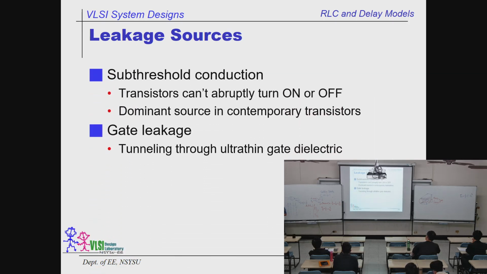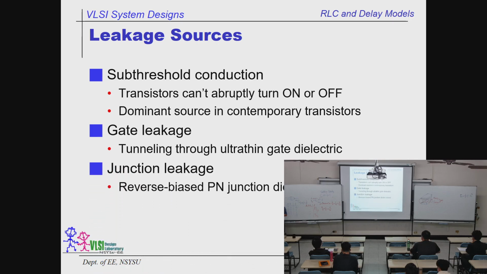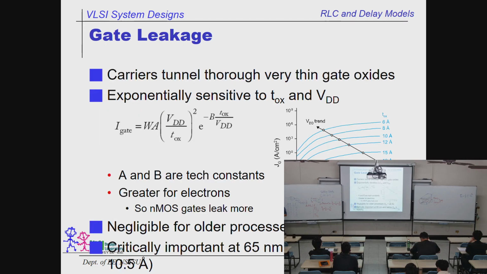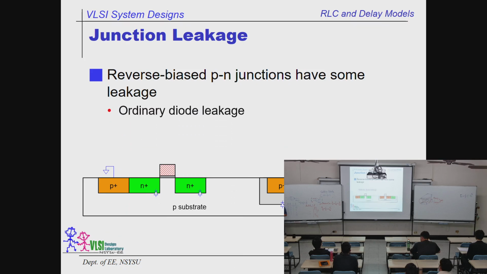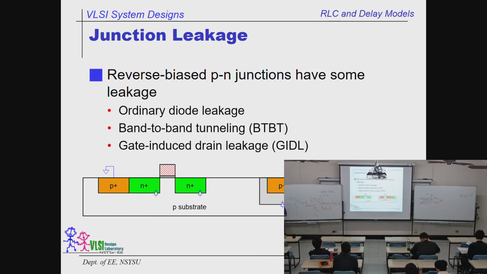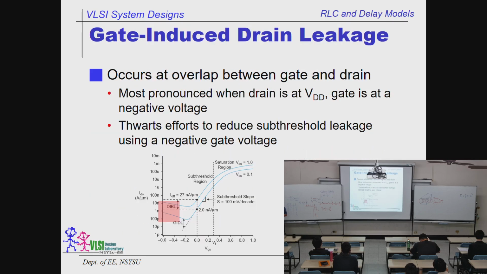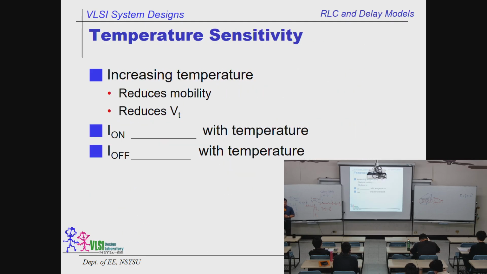Leakage sources: subthreshold and gate leakage, that is what I already said. Too bad, I only have like 5 minutes left. Junction leakage, and this is not important anymore. Diode leakage and tunneling. So leakage, basically, we don't have that kind of time, so we'll just ignore it.